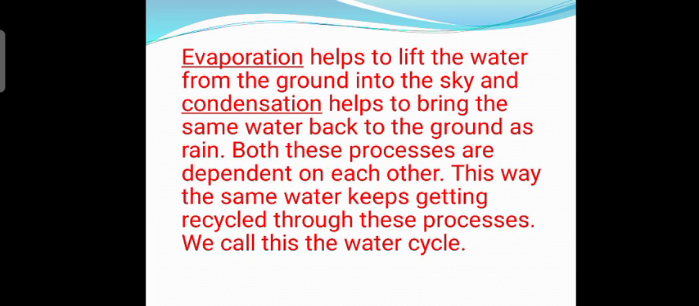Evaporation helps to lift the water from the ground into the sky, and condensation helps to bring the same water back to the ground as rain. So both these processes are dependent on each other. This way, the same water keeps getting recycled through these processes. We call this the water cycle. So mainly two processes are the part of water cycle, and these are evaporation and condensation.